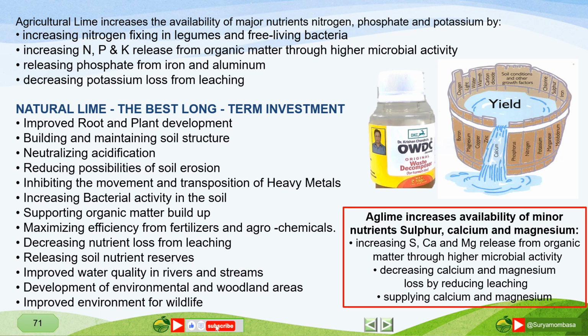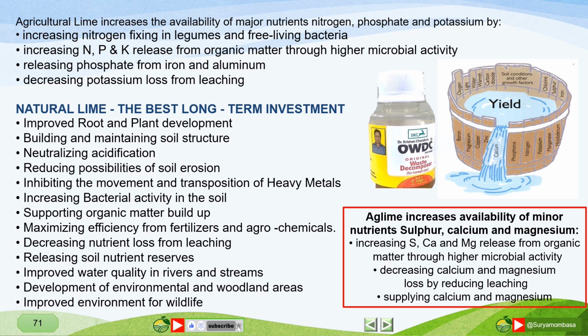Agricultural lime increases the availability of major nutrients nitrogen, phosphate, and potassium by increasing nitrogen fixing in legumes and free-living bacteria, increasing N, P and K release from organic matter through higher microbial activity, releasing phosphate from iron and aluminum, and decreasing potassium loss from leaching.